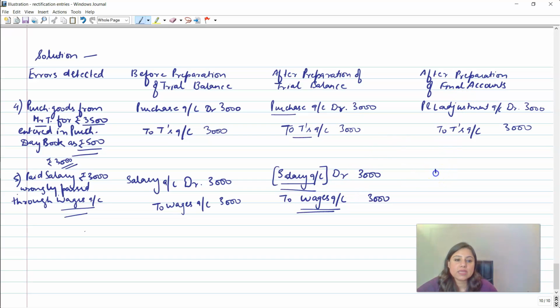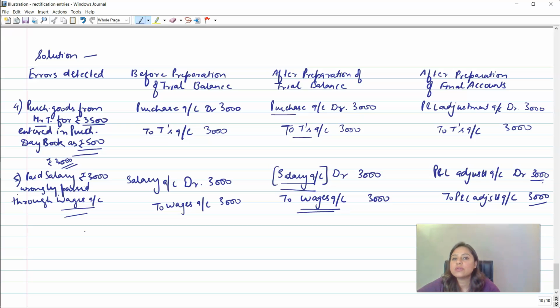So thus the adjustment entry that would be passed after preparation of final accounts would be P&L adjustment account debit 3000 to P&L adjustment account credit, so crediting 3000 rupees. So as it is evident that this entry is bringing a nil effect, as we are debiting the P&L adjustment account and crediting the P&L adjustment account.